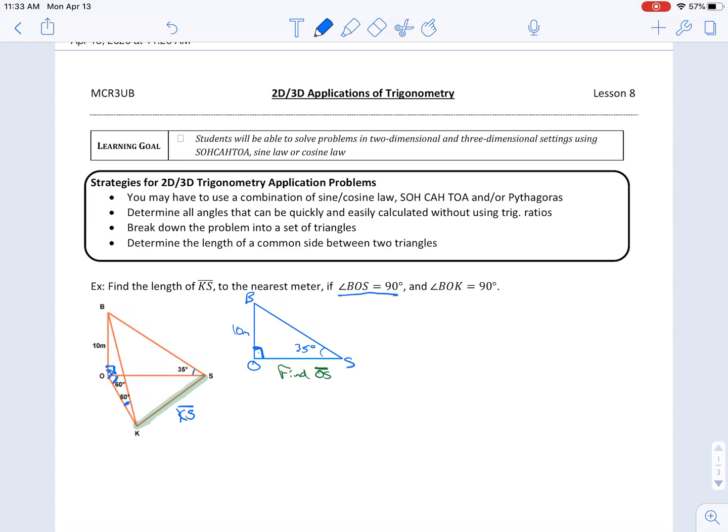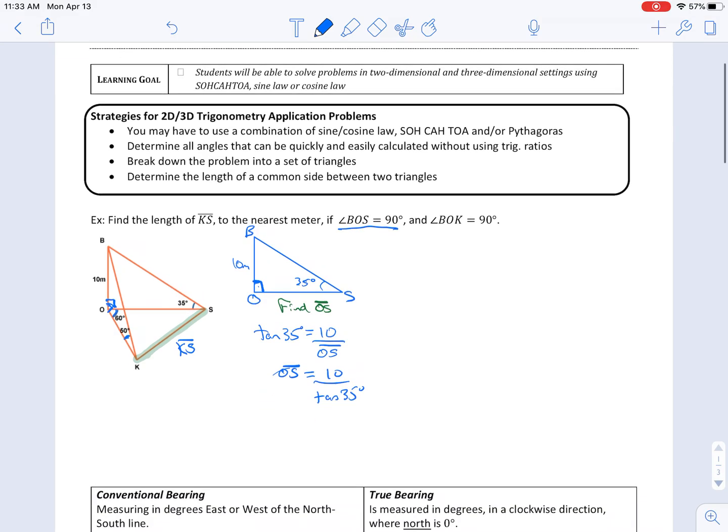If I want to find OS, we can go back to using SOHCAHTOA because we've got a 90-degree triangle. I've got the opposite side and I'm looking for the adjacent. So the tan of 35 equals the opposite over the adjacent OS. So I'm going to rearrange this. So OS equals 10 over tan 35. So we end up with OS is approximately 14.3 meters. Great.